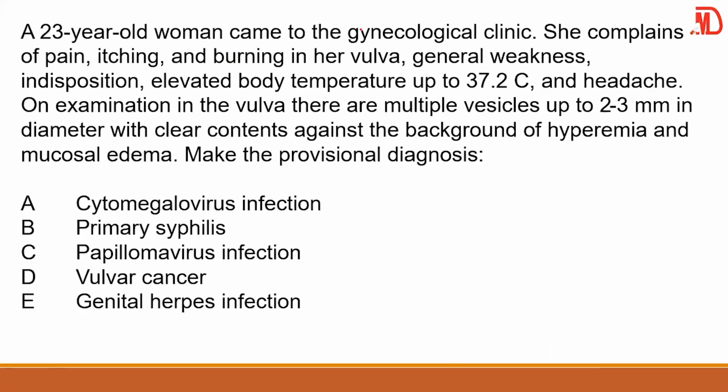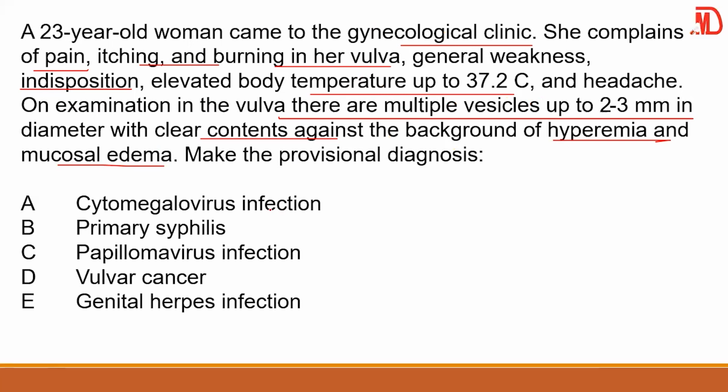A 23-year-old woman came to a gynecological clinic. She complains of pain, itching, and burning in her vulva, general weakness, indisposition, elevated body temperature, headache. On the vulva, there are multiple vesicles up to 2 to 3 millimeters in diameter with clear content against the background of hyperemia and mucosal edema. Guys, having sores, multiple vesicles, that's like sores of 2 to 3 millimeters in diameter.